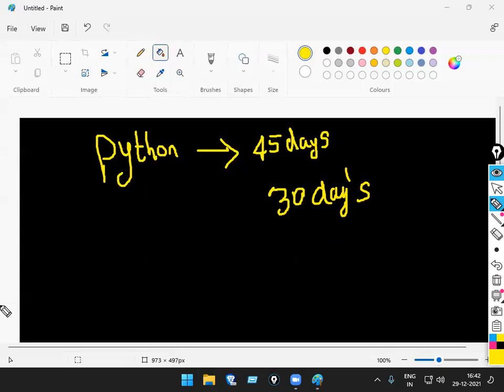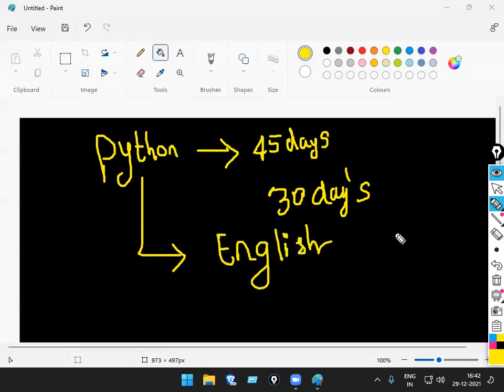Okay, then what is the difference between Java and Python again? First of all, if you learn Python or Java, both are the same, but the advantage with Python is that it is completely in English language, whereas Java is not in English language. We have to beautify the code.